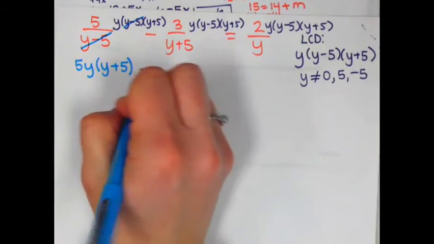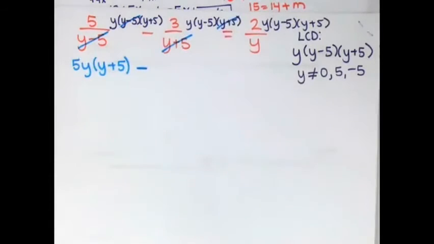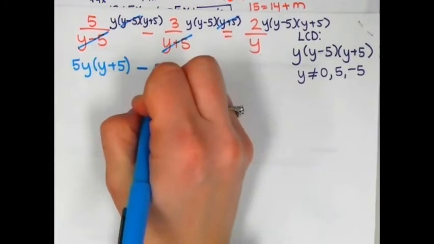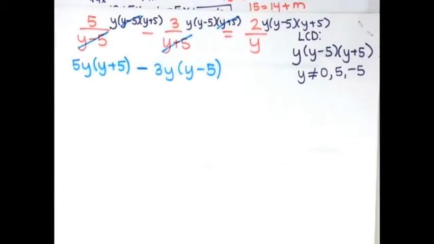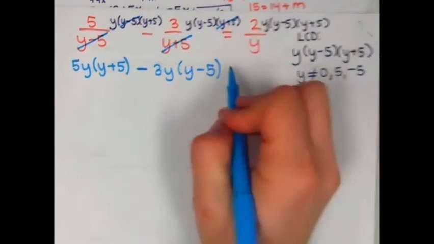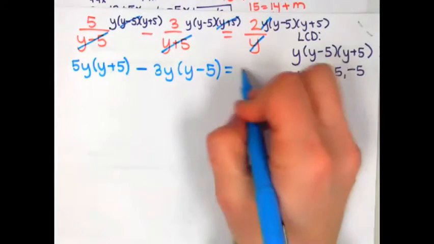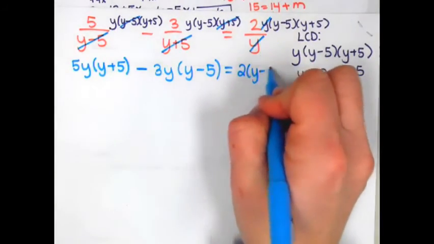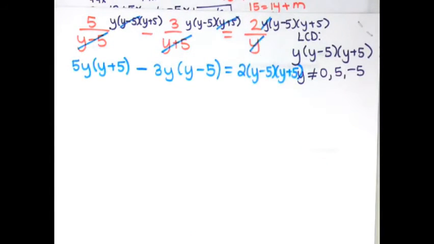Minus. What can I cross out here? The y plus 5, right? So I'm left with 3y times y minus 5. Is everyone okay with that? Equals. Here I can only cross out the y's, so I'm left with 2 times y minus 5 times y plus 5. Whew, that's a lot, isn't it?